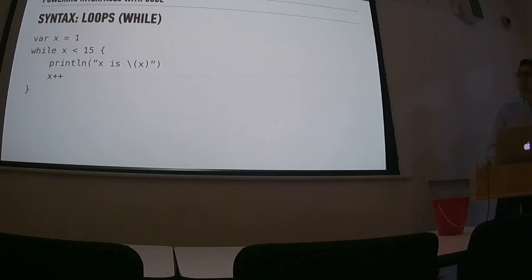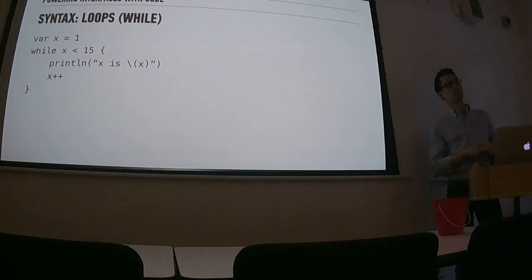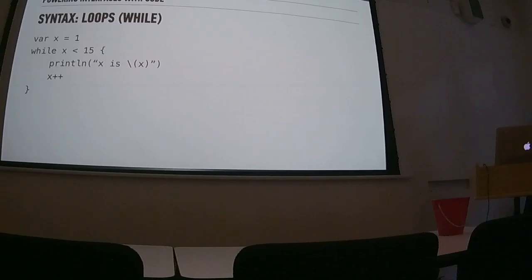Loops, while loops. So, how many iterations does this while loop execute its block? Just take a look at it. 14. Excellent. That should really pass because it starts at 1 and it ends at 15. That's right.